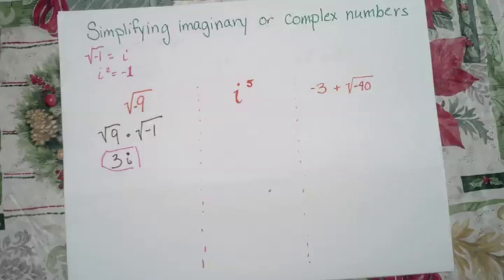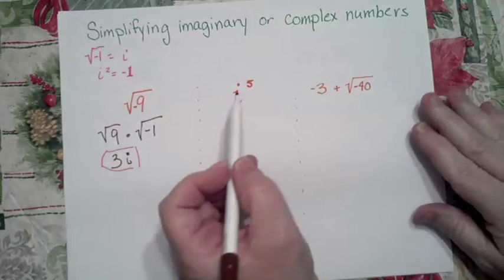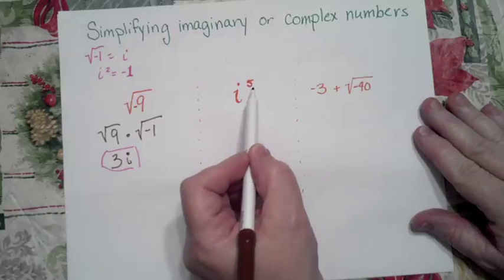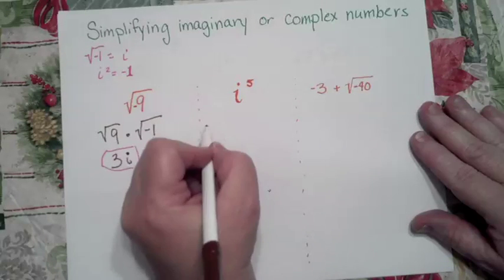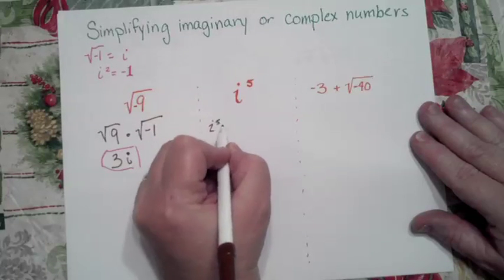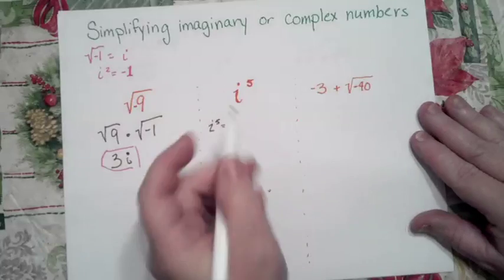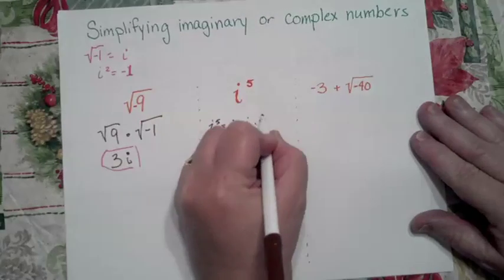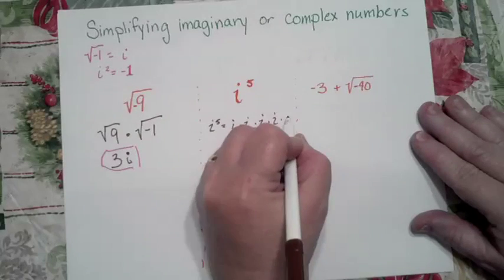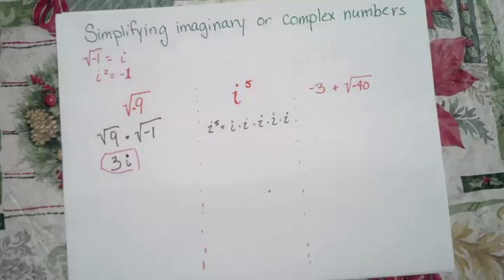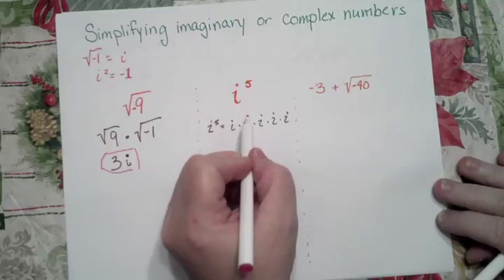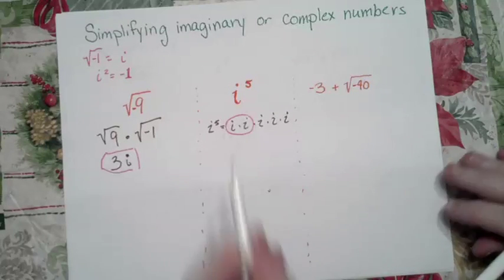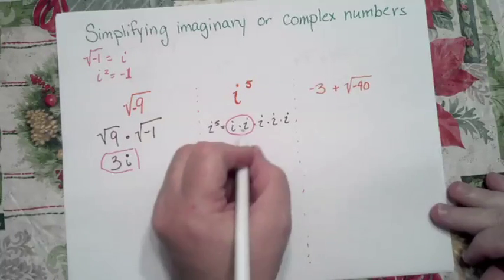Now I have something that's already in terms of i. However, it's i to the 5th power. I to the 5th power, just like any other exponent, means that I've got i times i times i times i times i. Well, every time I have 2 i's, it's like having i squared. So here, this is i squared.